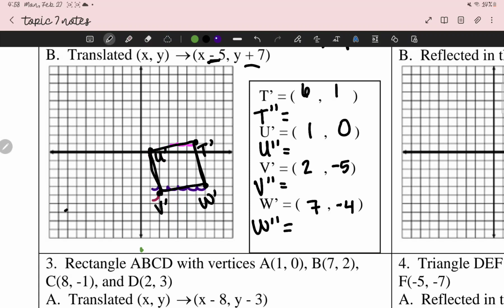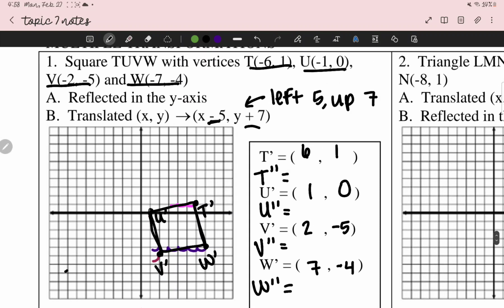Alright, now I'm going to move over. Each point is going to go left 5 and up 7. So I'm going to go ahead and do that. 1, 2, 3, 4, 5, and up 7. 1, 2, 3, 4, 5, 6, 7. Alright, this is my final resting point for u. I'm going to call that u prime prime, and that is at the point -4, 7. That's my final answer for this one.